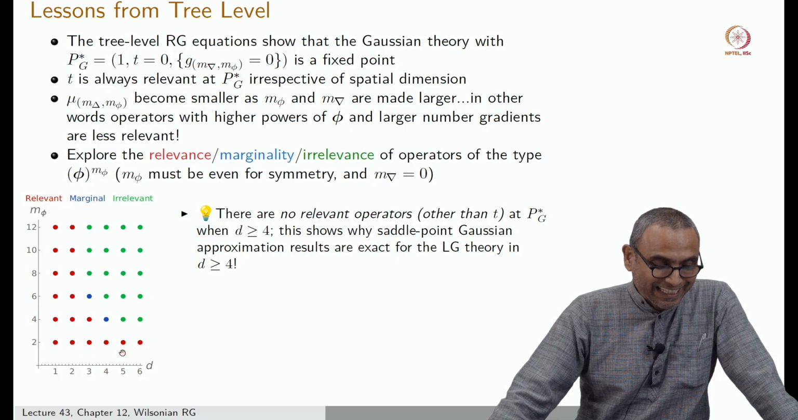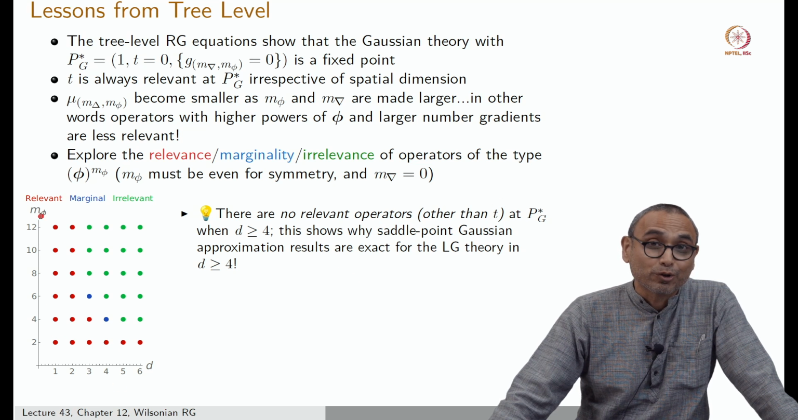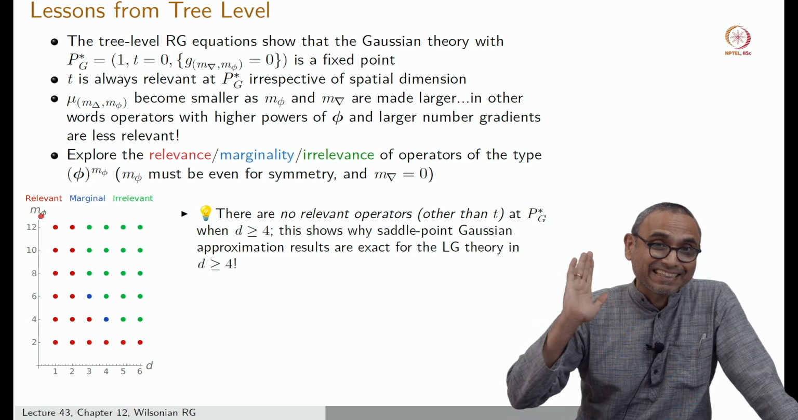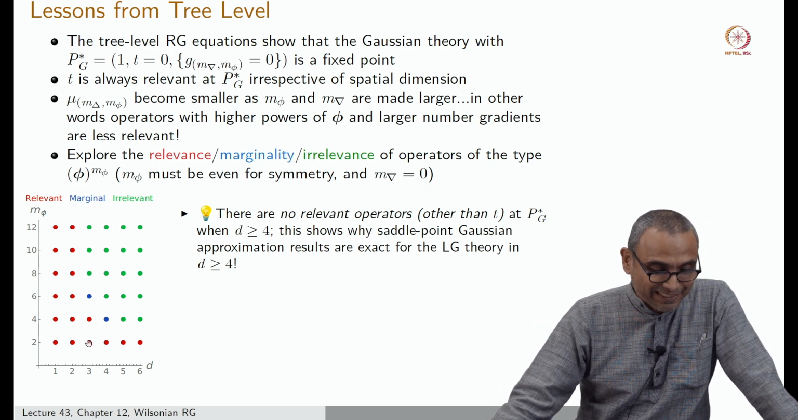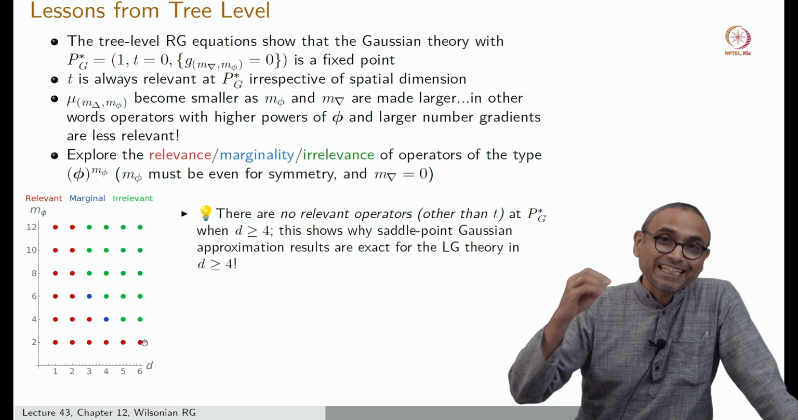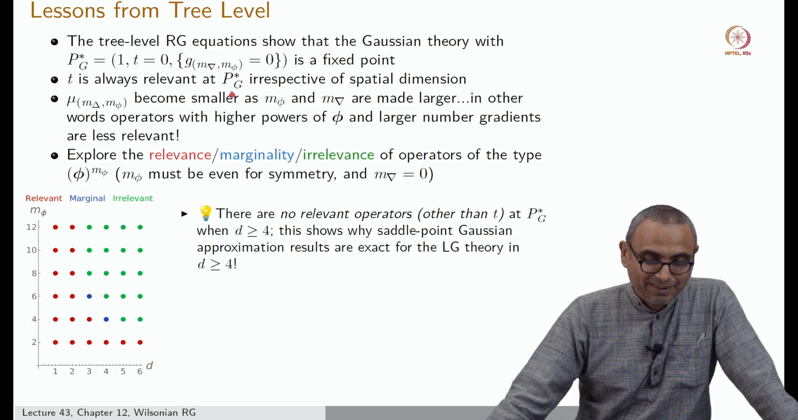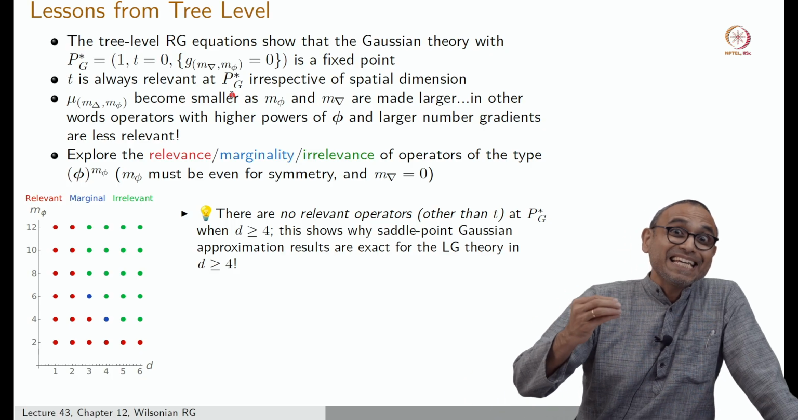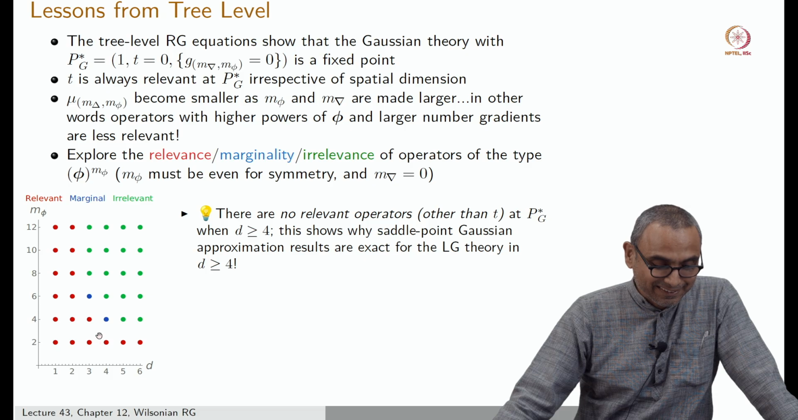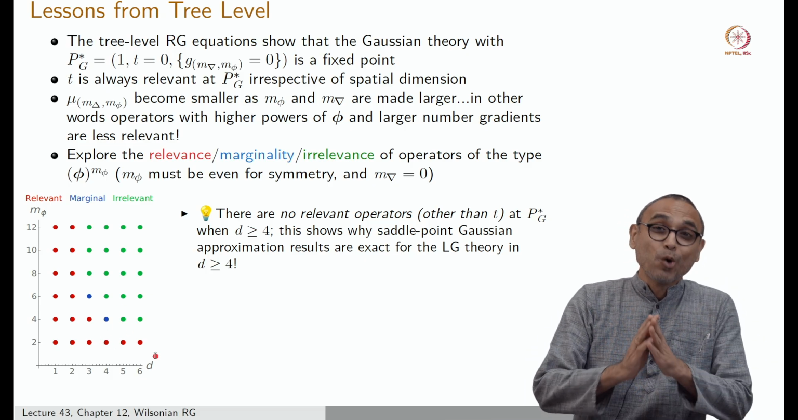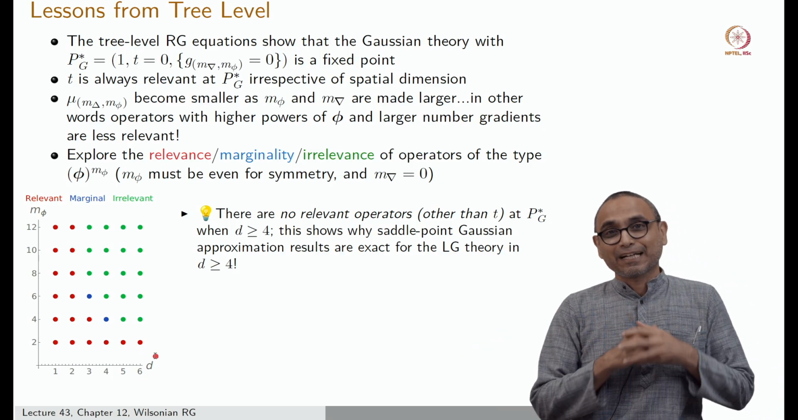So when you see d greater than or equal to 4, there is only one operator that is relevant at the Gaussian fixed point. What is that operator? That operator has m equal to 2 and the coupling constant there is t. So this is the result that it's all red here, showing you that t is always the relevant operator. That's the point that we made before. Are there any other relevant operators? From dimension 4 upwards, no other operator is relevant at the Gaussian fixed point.